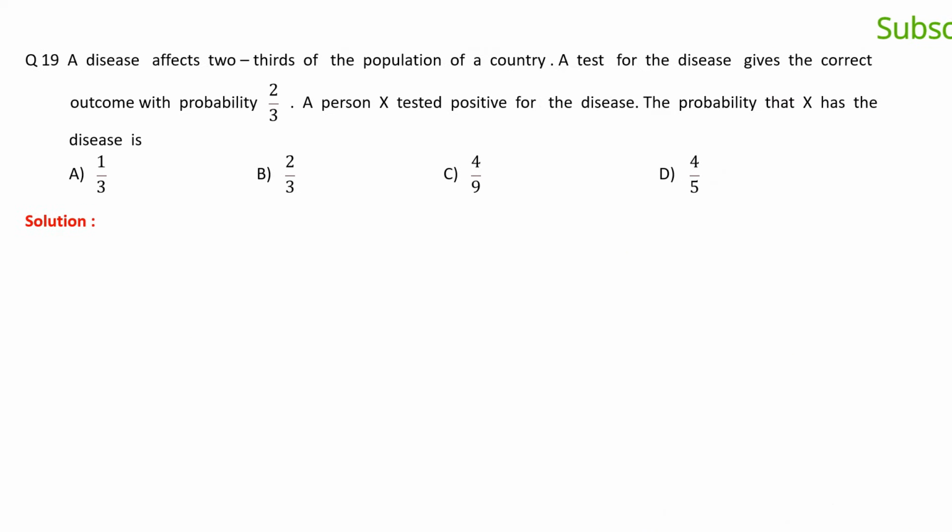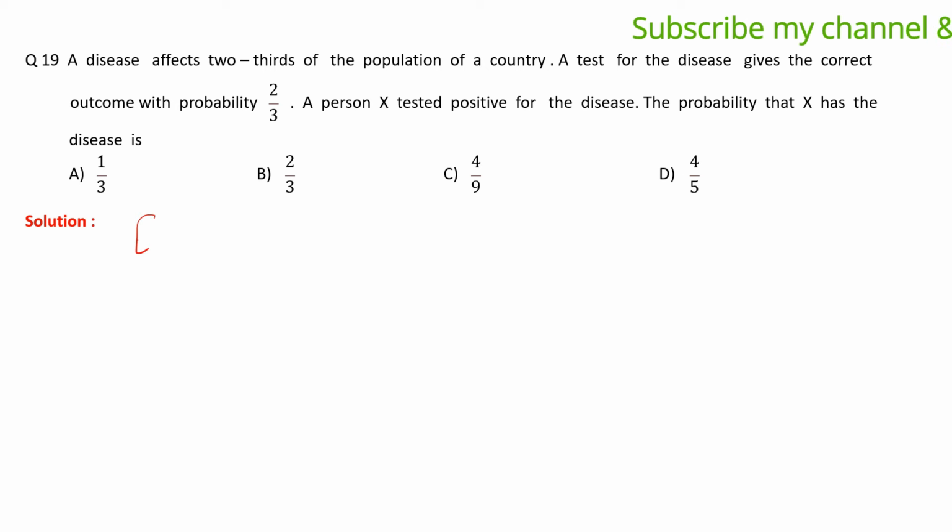The question says a disease affects 2/3 of the population of a country. A test for the disease gives the correct outcome with probability 2/3. A person X tested positive for the disease. The probability that X has the disease is. Now students, from the language it is very much clear that we have to use Bayes theorem in this question.